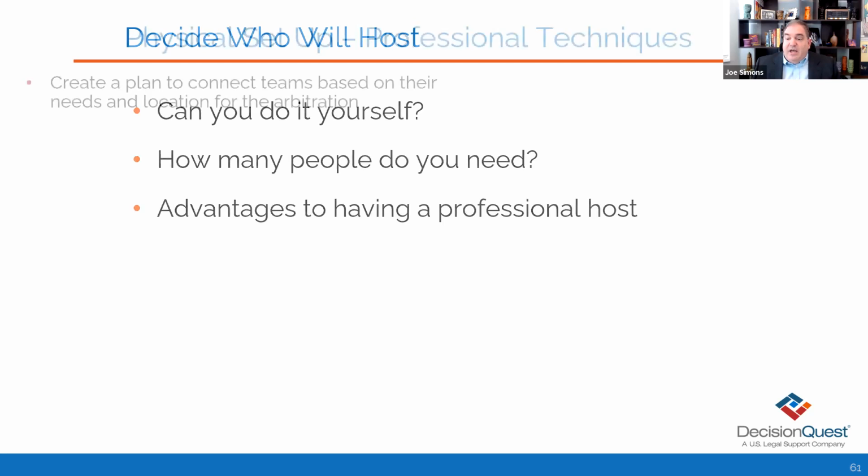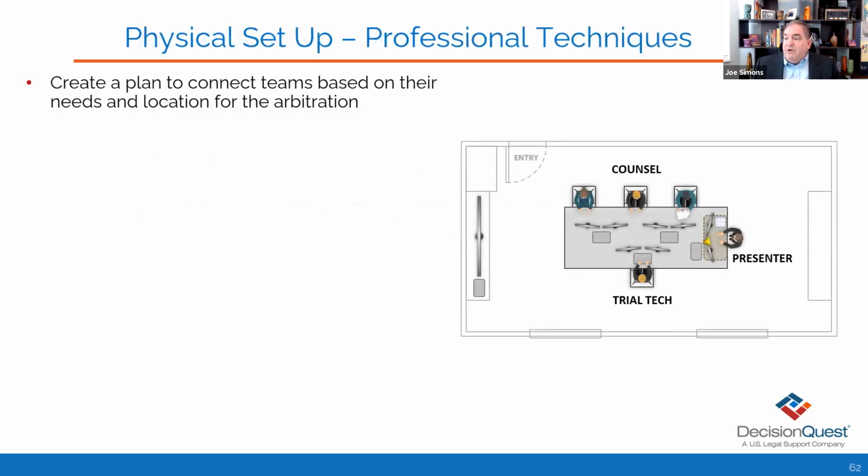So you've made these decisions, and now you're working on the setup. So you create a plan to connect teams based on their needs and the location for the arbitration. The picture that you're looking at now is actually very, very similar to an arbitration that I handled at the outset of the COVID shutdown. And it is very close. I say very close because it evolved as we went along. And the presenter on the far right of the screen, you can't really see, but we had set them up with a riser so that it felt like a podium, and they needed their entire team to be in one room. We were in one state, opposing counsel was on the other side of the United States, and the arbitrator was in yet another state. And that's how we handled it. And this is only one part of the setup.